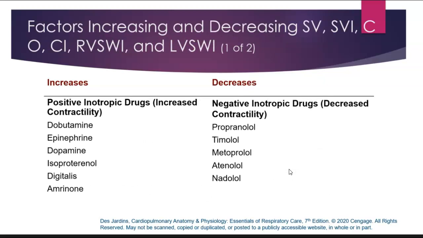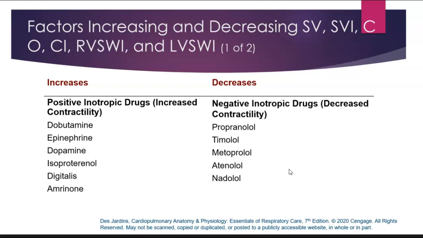I do want you to understand some of these values. We'll talk about them more in depth: your stroke volume index, cardiac output, cardiac index, and then your right ventricle work and your left ventricle work. All of these are going to be affected the same way. The things that increase these will increase them all, and the things that decrease these will decrease them all. Stroke volume and cardiac output are probably the big ones that I want you to understand, and we have some types of medications that affect these.